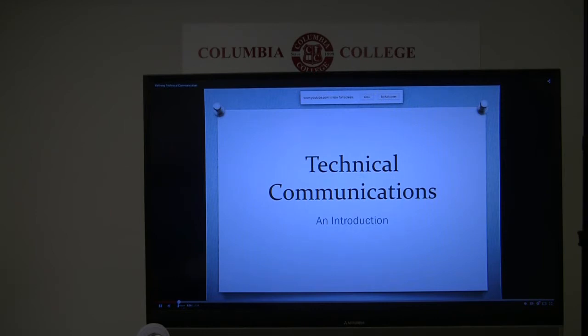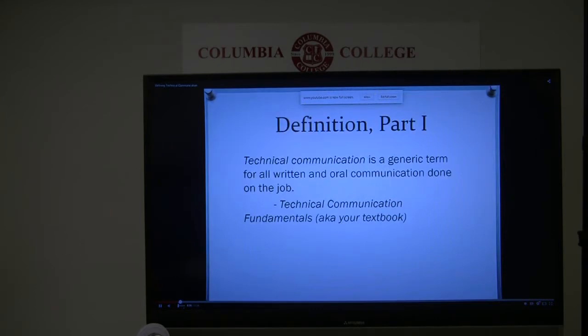So the first place I went for a really good definition of the course was your textbook, which is Technical Communication Fundamentals. And the textbook defines technical communication as a generic term for everything you might possibly write or talk about in your jobs. And while that's a really great place to start, it's still, quite frankly, very generic, and it doesn't help me contextualize what this term means. So I went to the experts.